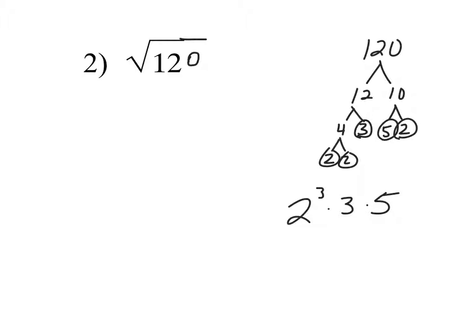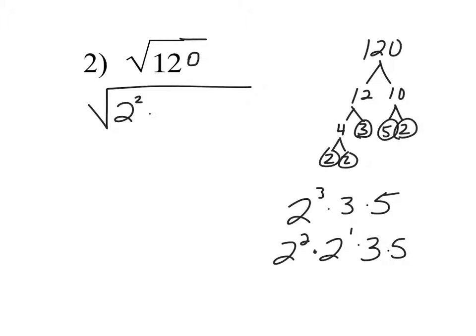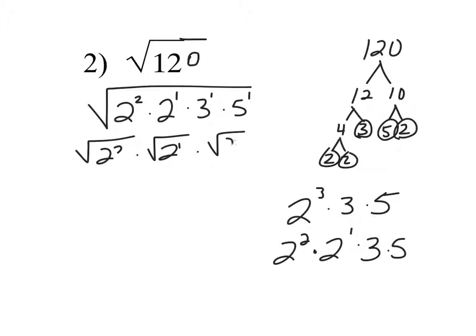Now, I don't want 2 to the third. I want powers of 2, so this is where our exponent rules come in. I'm going to break this up as 2 to the second times 2 to the first times 3 times 5. So underneath my root, I have 2 to the second times 2 to the first times 3 to the first times 5 to the first. Now, if I separate all of these, the square root of 2 squared, the square root of 2 to the first, the square root of 3 to the first, the square root of 5 to the first, this power of 2 will cancel out with that square root. That 2's on the outside. And then everything else doesn't have a power of 2.